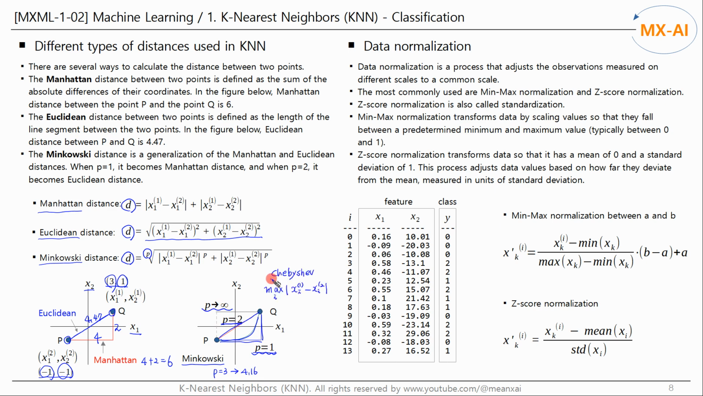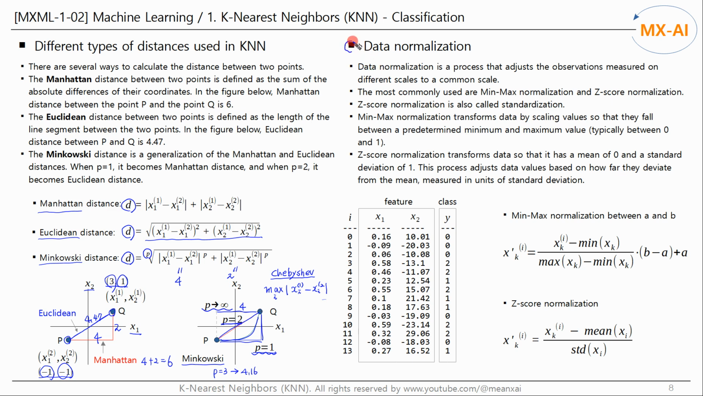Chebyshev distance is a special case of Minkowski distance and is defined as follows. Since this absolute value is 4, which is greater than this value, the Chebyshev distance is 4. When training a KNN model, we need to decide which distance best fits our data. This can be done through cross-validation.